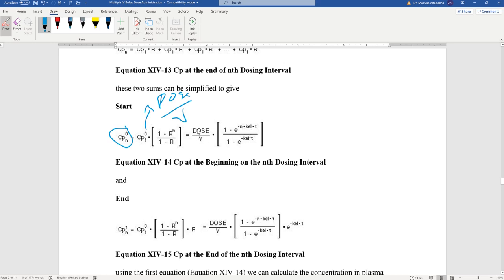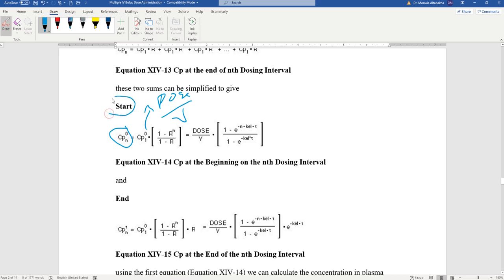What is R? Look, it's equal to dose over V multiplied by 1 minus e to the power of, look at the n here, R is e to the power of minus KE times tau, to the power of n. You took this in the mathematical background, the first thing we talked about. It will be 1 minus e to the power of minus n times KE times tau divided by 1 minus e to the power of minus KE times tau. Okay? If I'm talking about the first dose, what will I have? It becomes 1 minus R to the power of 1, so 1 minus R divided by 1 minus R, which becomes 1, so CP10 equals dose over V.